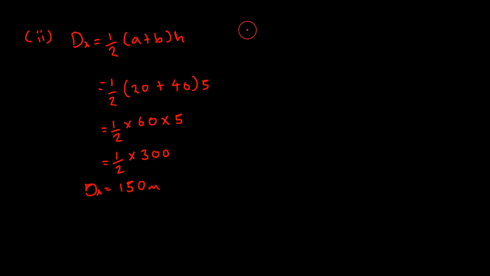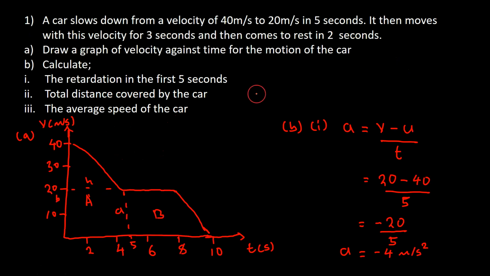Let's find the other one, distance B. We can write our formula again: 1 over 2 times (A plus B) multiplied by H. For the other one, this will be our H, and then A, and then B. H is 20, and for A, 5 minus 8, so our A will be 3, and then B is 5 to 10, so B equals 5.